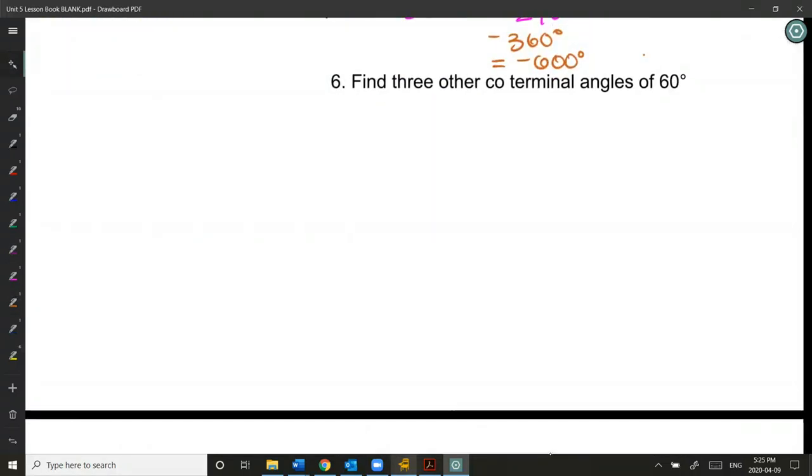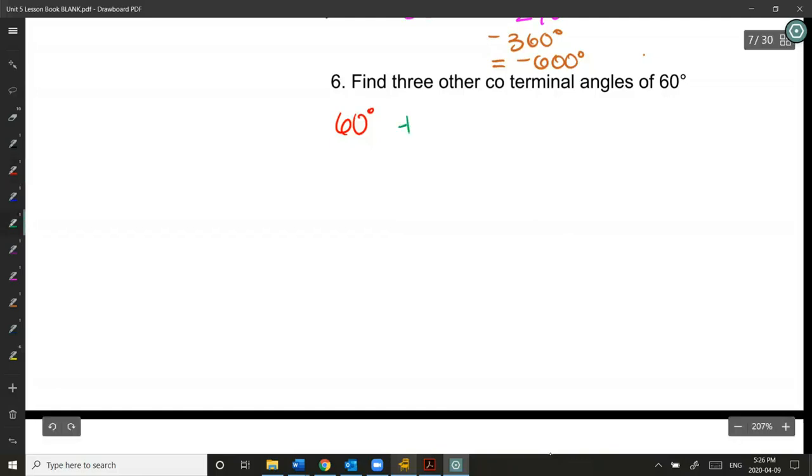So I want you to see if you can find a couple different coterminal angles for the angle 60. We're looking for 3 others. Let's say, at least make one positive and one negative. You can take 60 and add any multiple of 360 that you want, or subtract any multiple of 360 that you want. Please make sure you're starting with 60 though. Don't start with 360 and add 60 or subtract 60. This is especially important if you're finding negative angles.